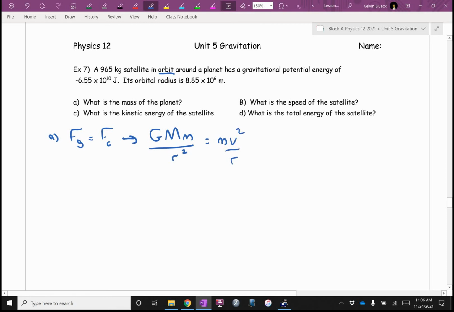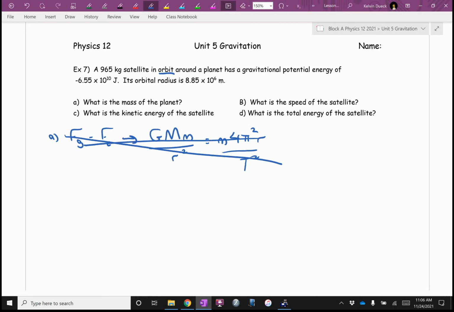If I go V squared over R, I want to find M. Do I know V? This gives me two unknowns. I think I'm out of luck. If I go M 4 pi squared R over T squared, I know R. Do I know V? Alexis, what else did this question give me? Maybe I can find big M from that.